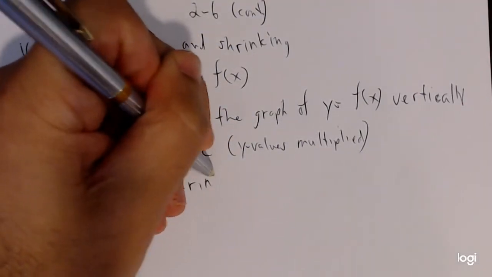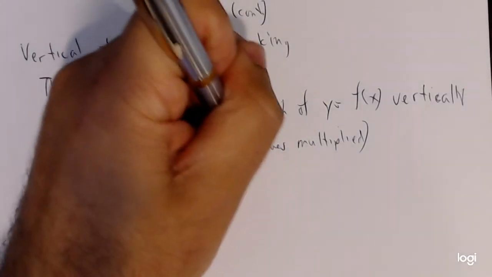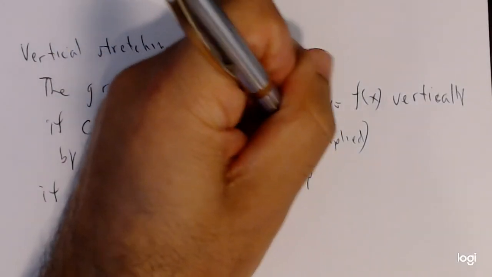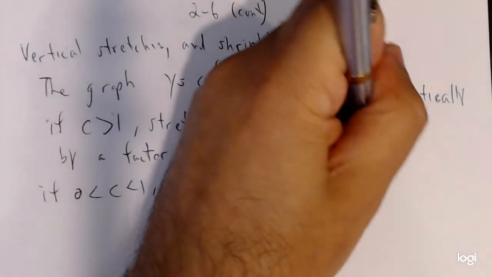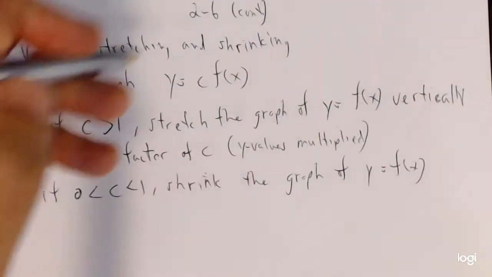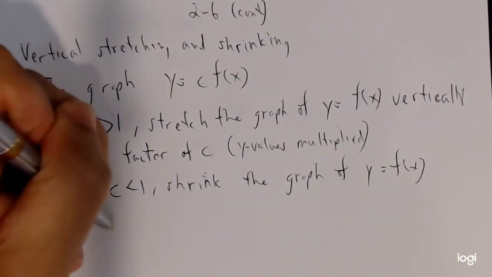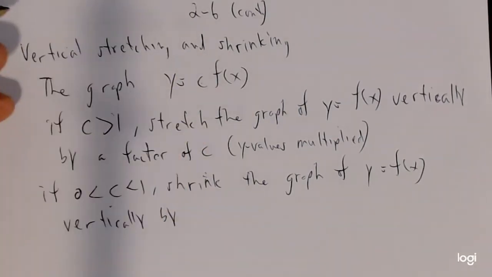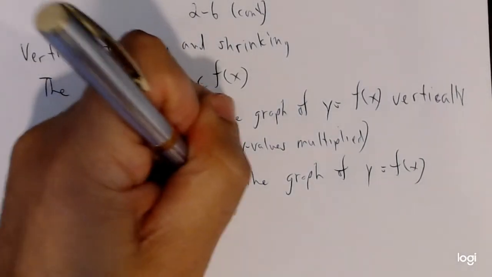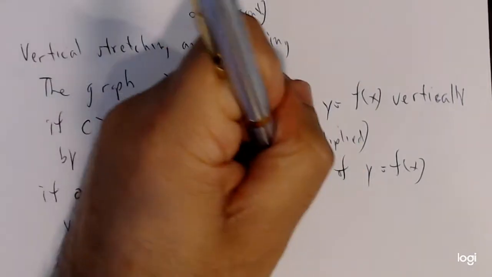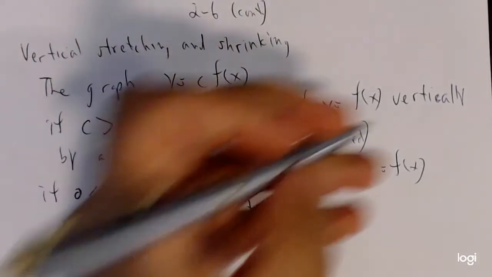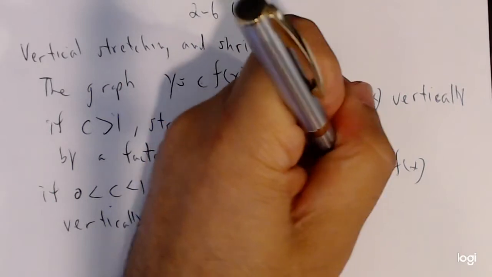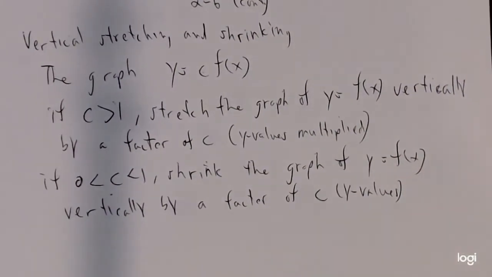So you shrink the graph of y equals f of x vertically by a factor of c. So once again, it's the y values that we care about. So these are the y values. Just keep that in mind.